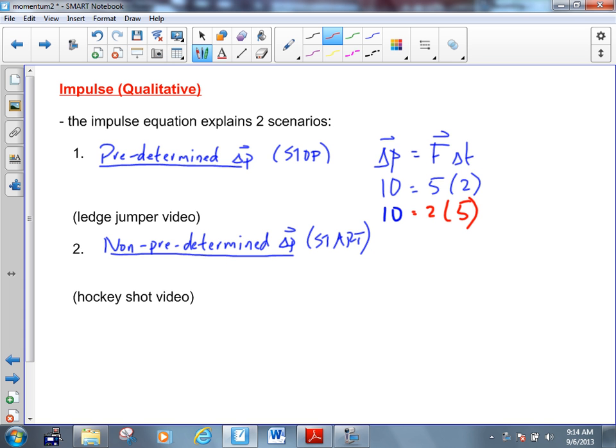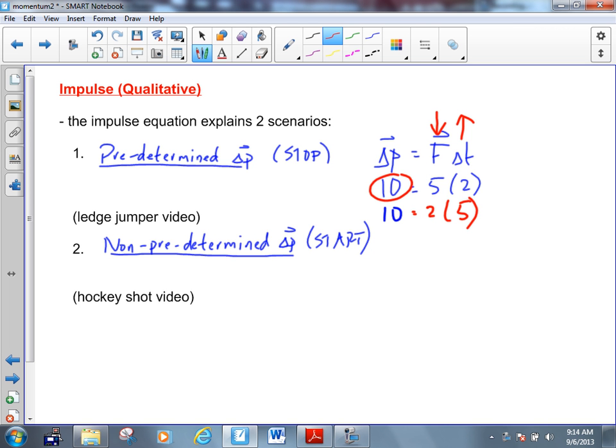So by increasing the stopping time, what happens? We decrease the force. That's all because this impulse isn't changing. The impulse was 10 in both cases there. Predetermined impulse, increase stopping time, decrease the force. That's the basic principle behind everything that cushions an impact. Increase stopping time, decrease force.